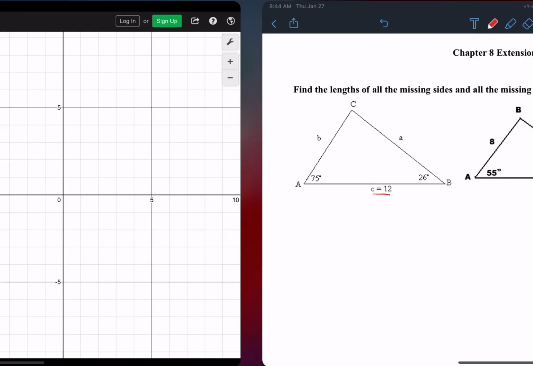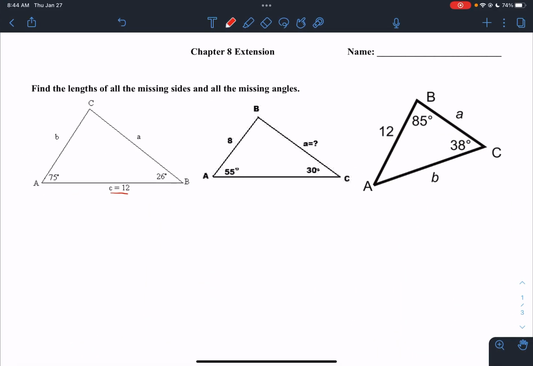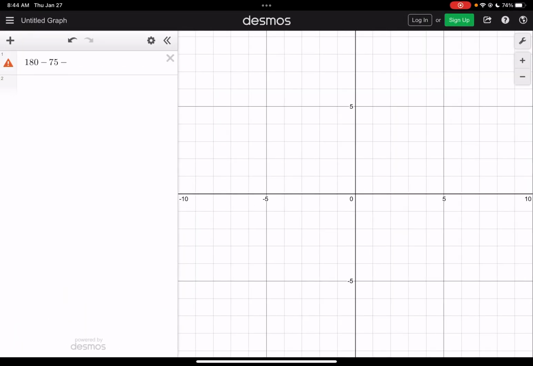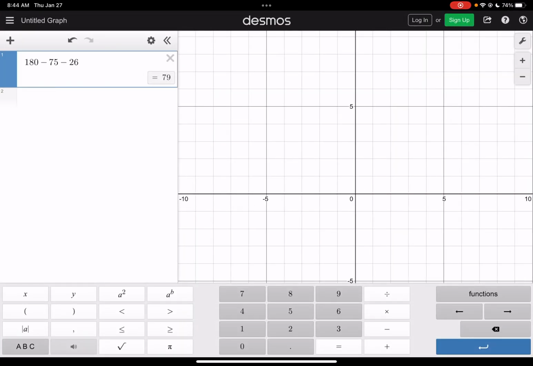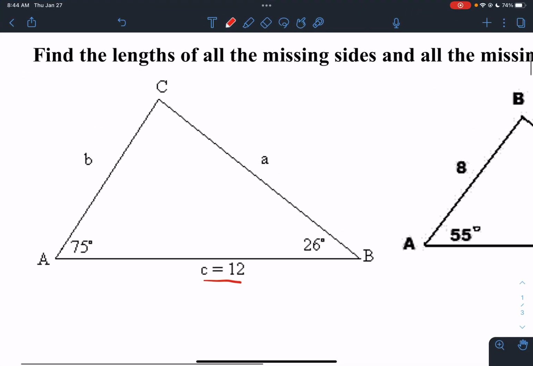So 180 minus 75. Sorry, I don't have another calculator, so I got to do this on Desmos. 180 minus 75 minus 26. So that gives me 79. So I know that this angle is going to be 79 degrees.